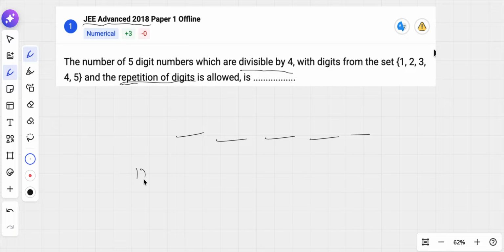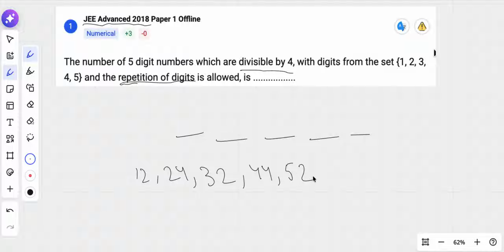From 1 we can only make 12. From 2 we can only make 24. From 3 we can only make 32. From 4 we can only make 44. And from 5 we can make 52. And that pretty much seems like it, because we don't have a 6 and onwards, because 56 and 60 don't work. So these are our 5 numbers that we have to use.